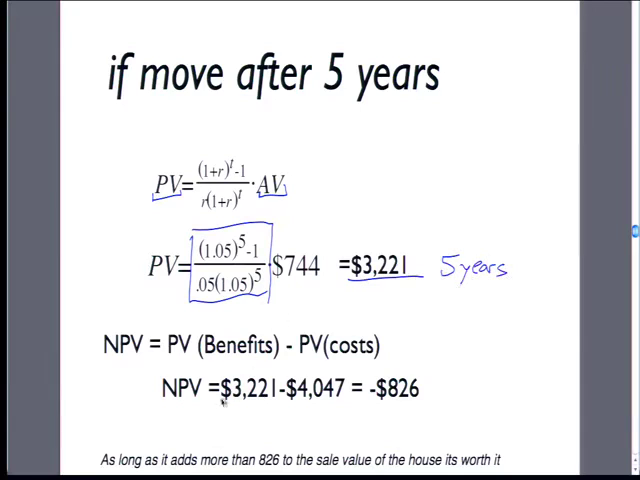Right? So the present value of the benefits, $3,221, minus the project cost of $4,047 is going to give us a negative amount. So if we're only looking at a 5-year time horizon, it's not going to pay off. Our net present value is negative at 5%.